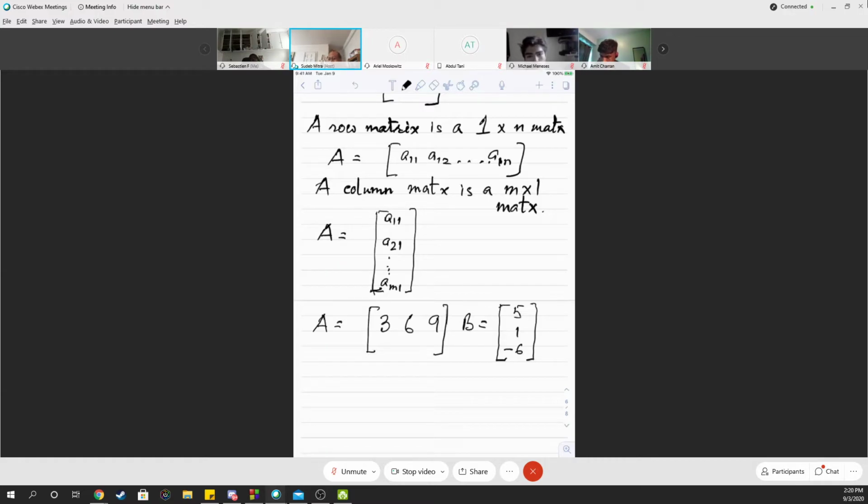Are A and B compatible for multiplication? So AB will be what kind of a matrix? You see, A has how many rows? One row. So A is a 1 by 3 matrix. B is a 3 by 1 matrix. So yes, AB is defined. But AB turns out to be a 1 by 1 matrix.